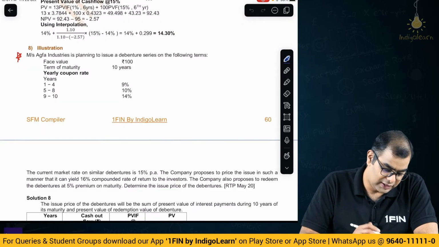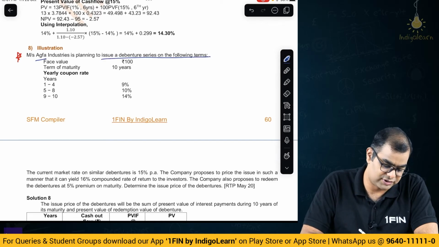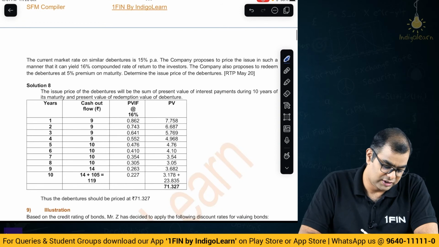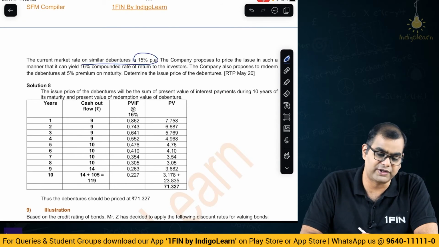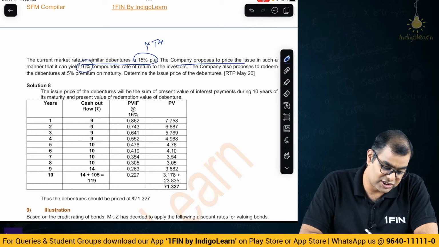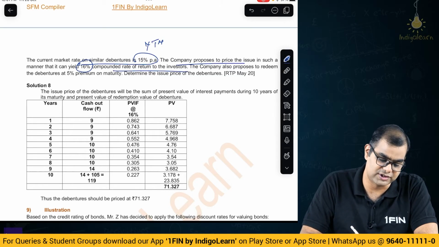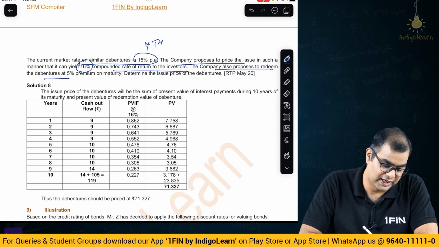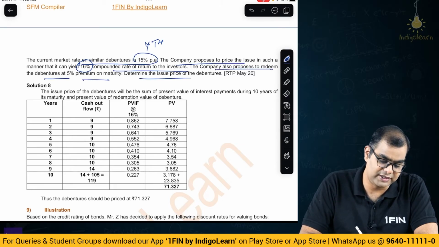Okay. Now, let us look at question number 8. Ms. Agfa Industries is planning to issue a debenture series on the following terms. Face value 100, maturity is 10 years, yearly coupon rate, first 4 years 9%, next 3 years is 10%, last 2 years 14%. The current market rate on similar debentures is 15. So, this is YTM. The company proposed to price the issue in such a way that it can yield 16% compound rate of return to the investors. The company also proposes to redeem the debentures at 5% premium on maturity, determine the issue price.